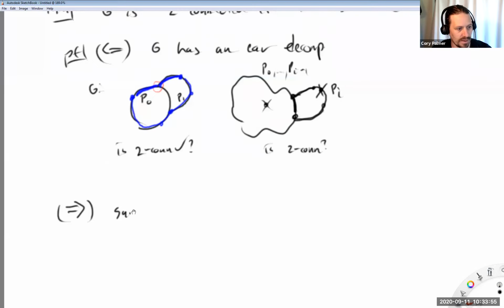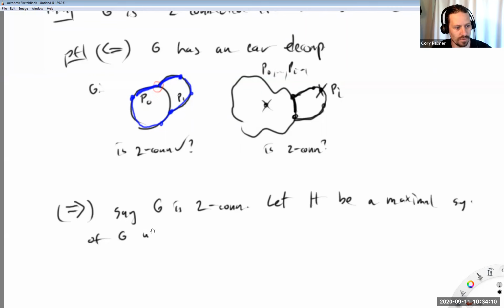So say G is two connected, and let H be a maximal subgraph of G with an ear decomposition. Actually, I've used this term a couple of times here. What does maximal mean?